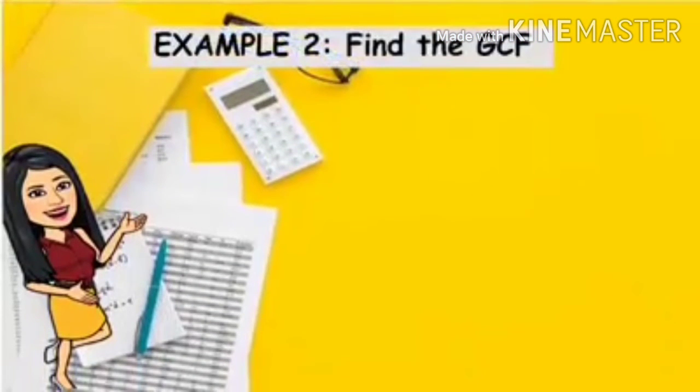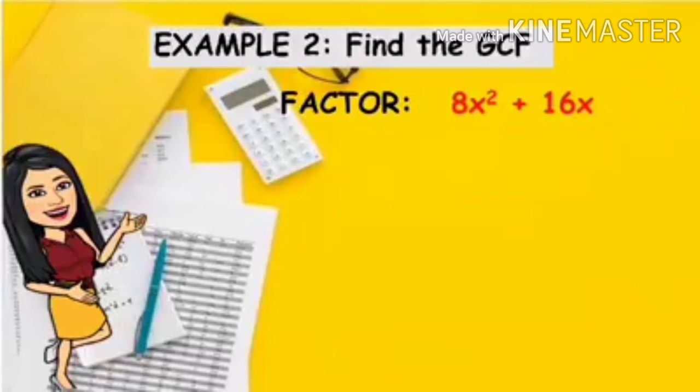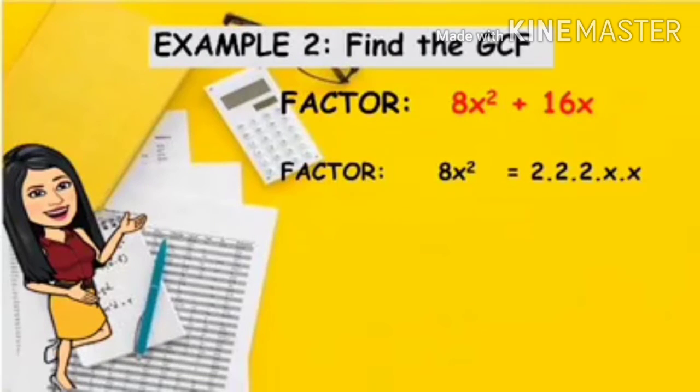Let's have another example. Example 2. Find the GCF of 8x squared plus 16x. Let's try another way of factoring the given expression. Let's find the factors of the two terms. For 8x squared, we have 2 times 2 times 2 times x times x. For 16x, we have 2 times 2 times 2 times 2 times x.